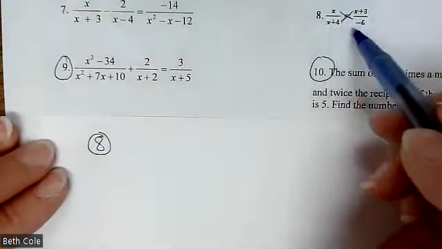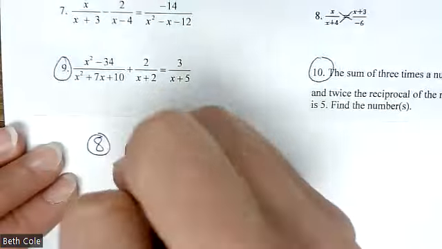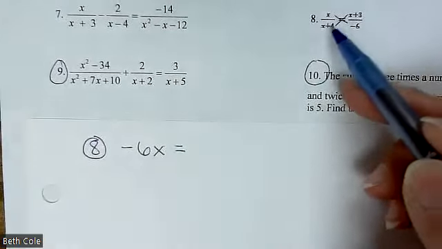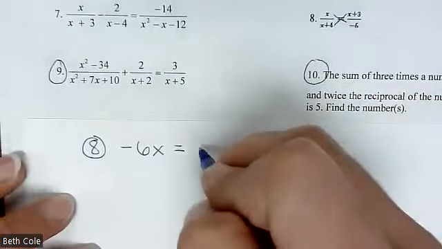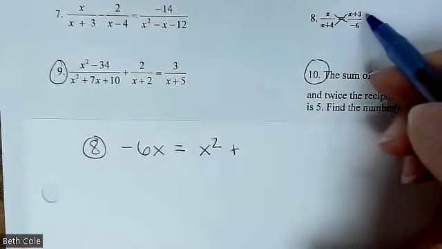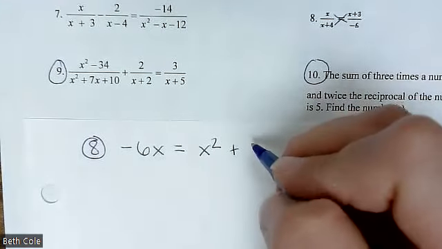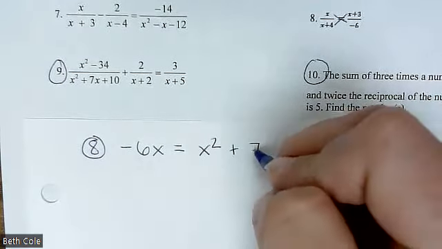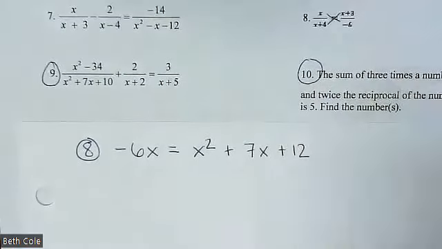So you would cross multiply when you have a fraction equaling another fraction. So you would cross this way. That would give you negative 6x equals, and then when you cross this way, you're going to have to multiply those together. So x times x, the x squared. And then you would have 3x and 4x together would give you 7x, good. And then 4 times 3 is 12.